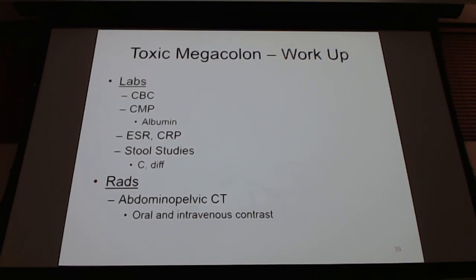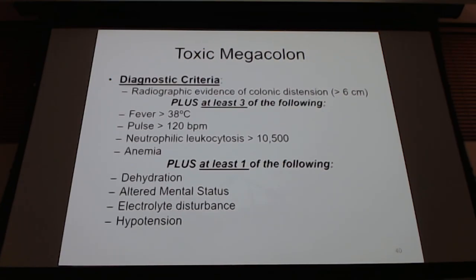And then obviously we're sending in their stool studies, so we're really concerned about that. And then abdominal pelvic CT, oral and intravenous contrast. So, what's our criteria for diagnosing that? We need to have evidence by CT, and then 3 of the following.